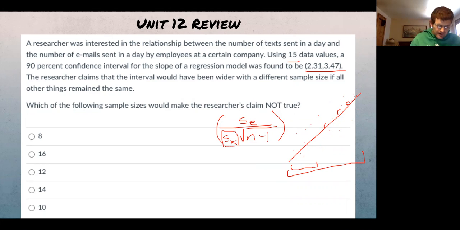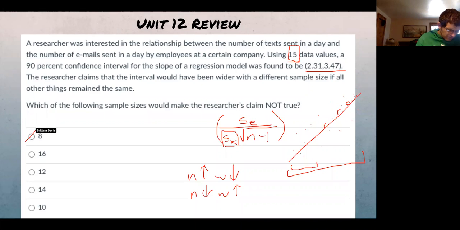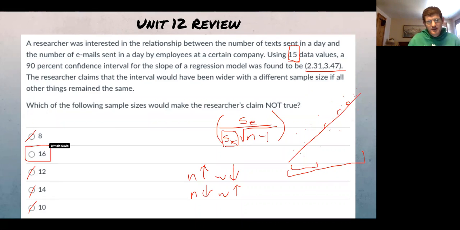And most importantly for this problem, they're asking about sample size. This is inversely related. So as sample size goes up, the width decreases. And we've seen this over and over again. On the flip side, as your sample size goes down, your width is going to increase. And the researcher is saying that the interval would have been wider. Well, the only way it gets wider, talking about sample size, is if the sample size goes down. So if we started with 15, then all of these values right here, 8, 12, 14, and 10 are less than 15. So yes, that would have made the interval wider, but 16 is actually bigger. It would have become narrower in that case.